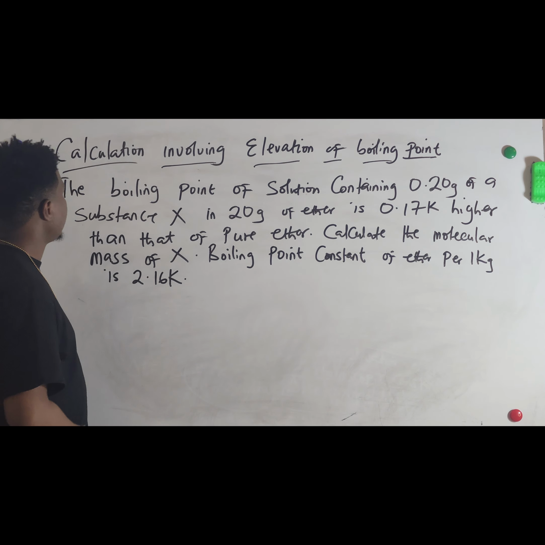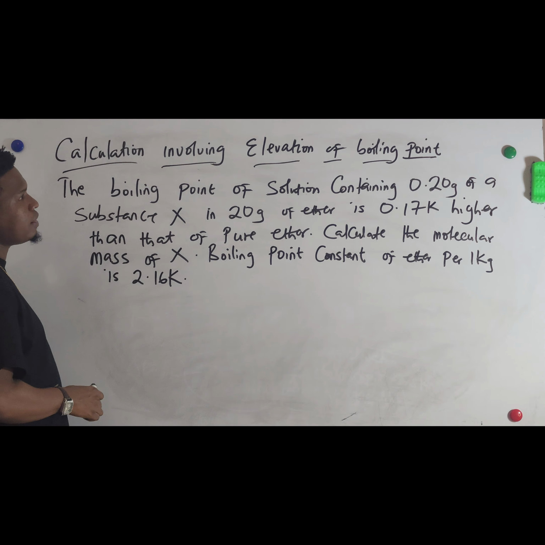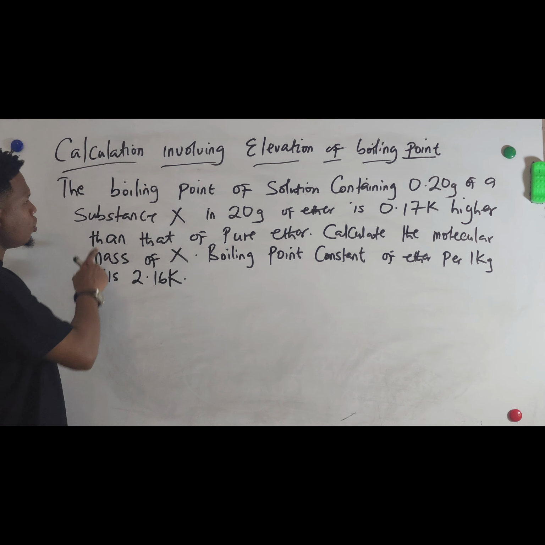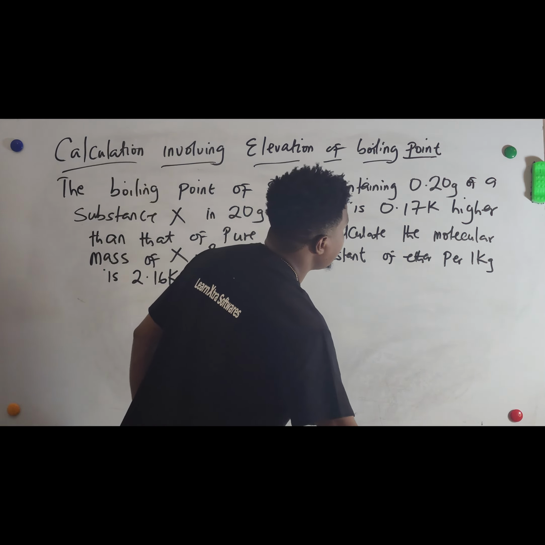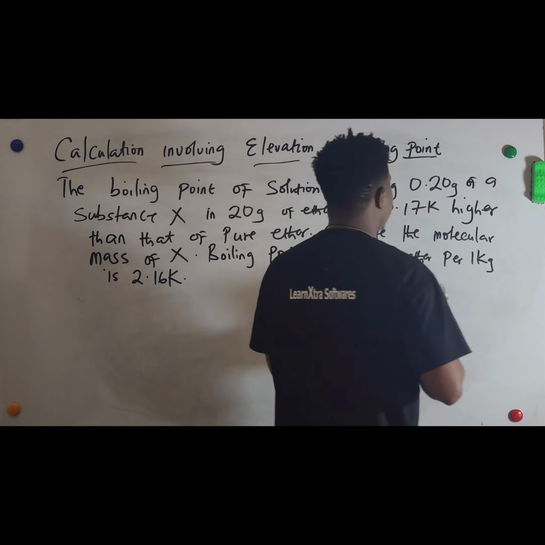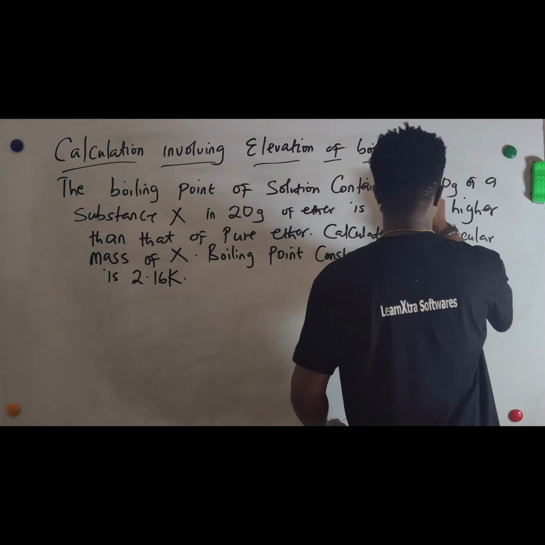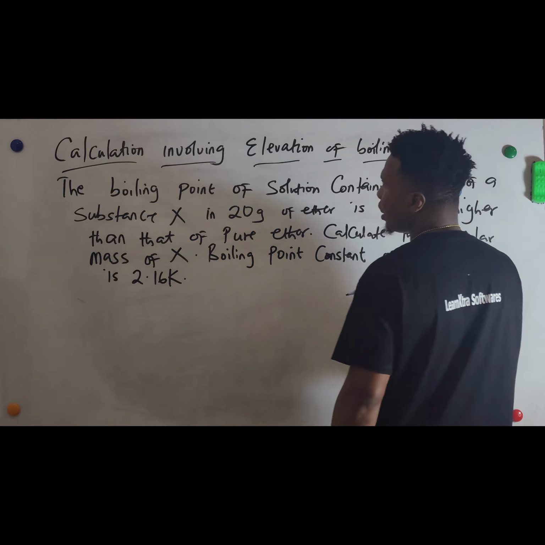Volume on the board. The boiling point of a solution containing 0.20 gram of the substance X. And so this is the solute. The solute is the substance X. And from the parameters we are seeing here, what you are seeing here is the mass of the solute, okay?